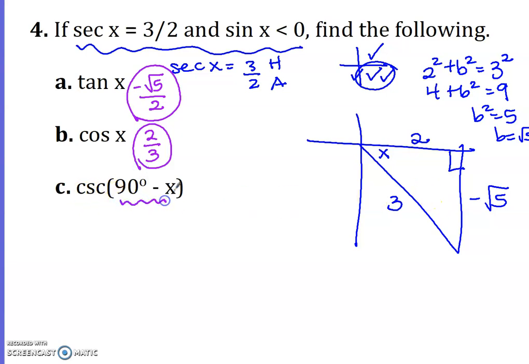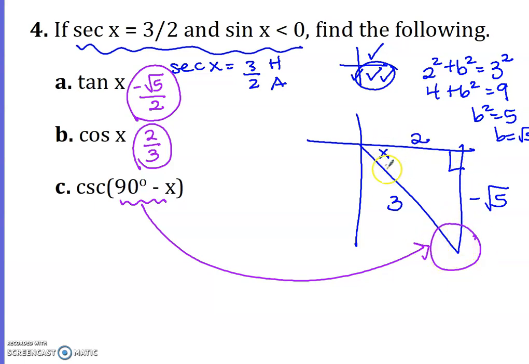Okay, this notation here, 90 degrees minus x. Well, here's x. If I think about 90 minus x, what angle would that give me? That would give me this angle right here. This is called the complement. Whenever you see that notation, whether it's 90 degrees minus x or pi over 2 minus x, you're using this angle.